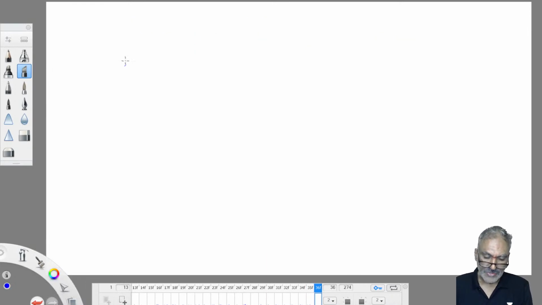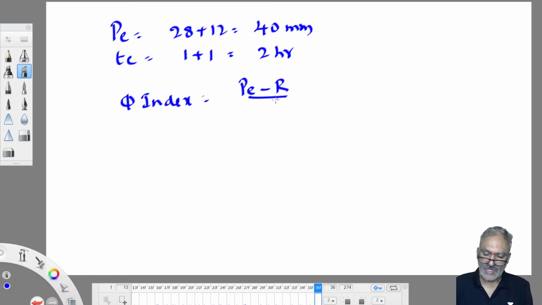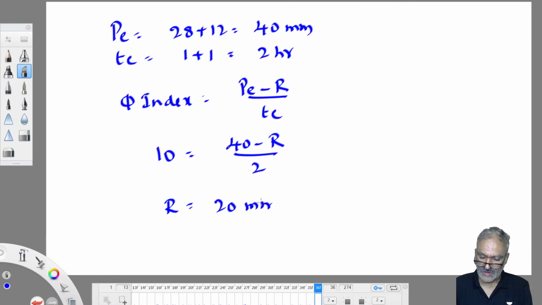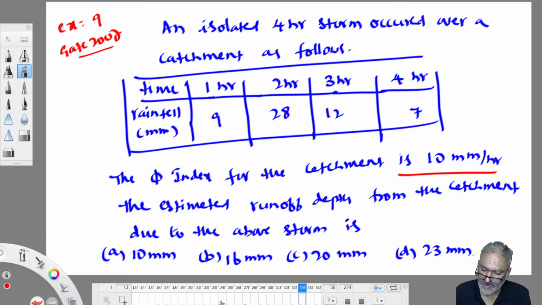Therefore, P is equal to 28 plus 12, 40 mm. T is equal to 1 plus 1, 2 hours. Therefore, phi index is equal to (P minus R) by T. This is 10, 40, R is unknown, this is 2. Therefore, R is equal to 20 mm. That was the answer for this question. See the options given there. Is 20 mm there or not? So 20 mm is the answer.